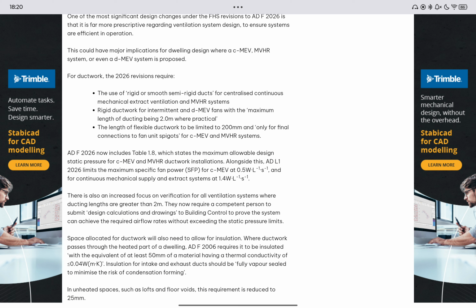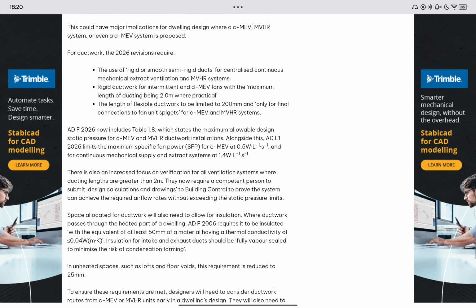For ductwork, the 2026 revisions require the use of rigid or smooth semi-rigid ducts for centralized continuous mechanical extract ventilation and MVHR systems, rigid duct for intermittent and DMEV fans, with the maximum length of ducting being 2 meters where practical. The length of flexible ductwork to be limited to 200 millimeters and only for final connections to fan unit spigots for CMEV and MVHR systems.